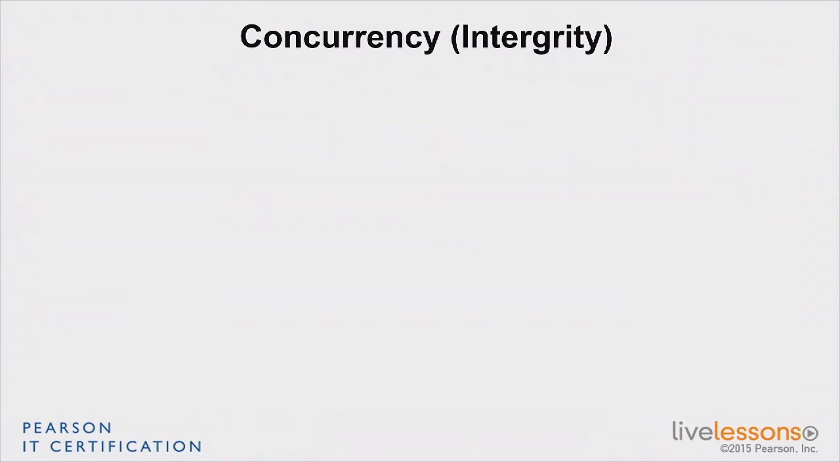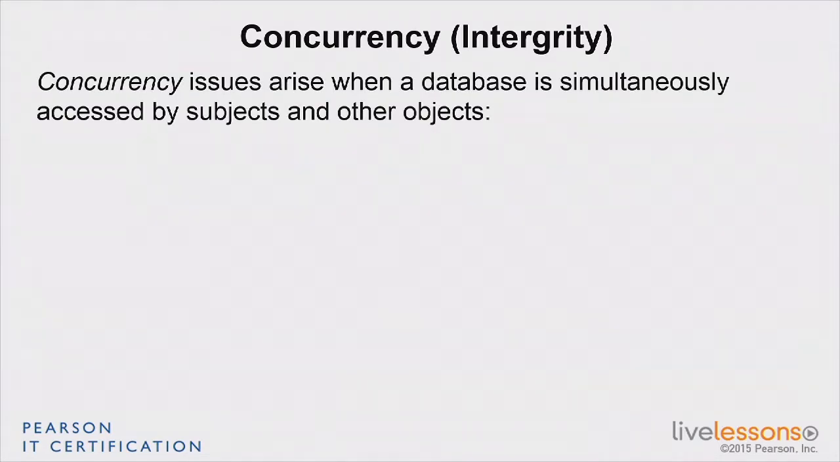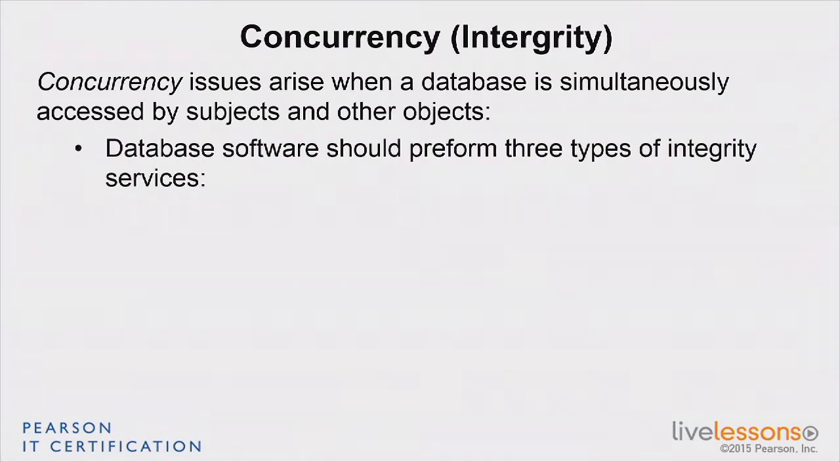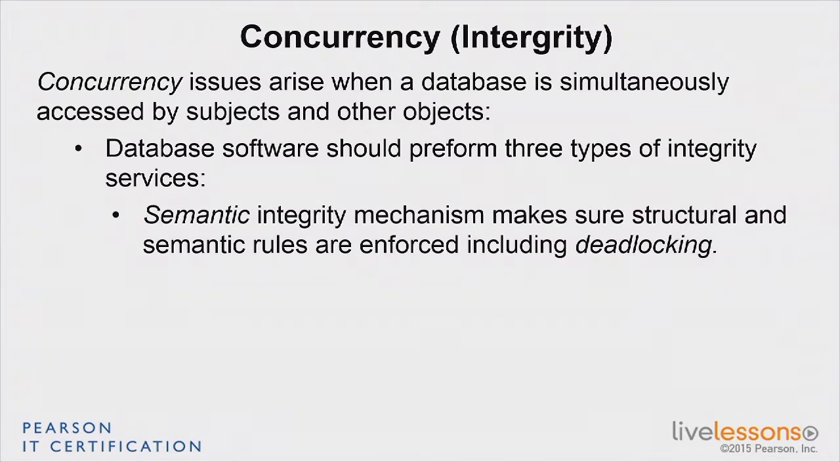So our first integrity control deals with concurrency. Concurrency issues arise when a database is simultaneously accessed by multiple subjects or other objects. So database software should perform three types of integrity services. Semantic integrity mechanisms make sure structural and semantic rules are enforced, including deadlocking. Now, semantic mechanisms include data types, logical values, uniqueness constraints, and operations that could affect the structure of the database. Deadlocking ensures that we're not making two simultaneous changes to the same record.